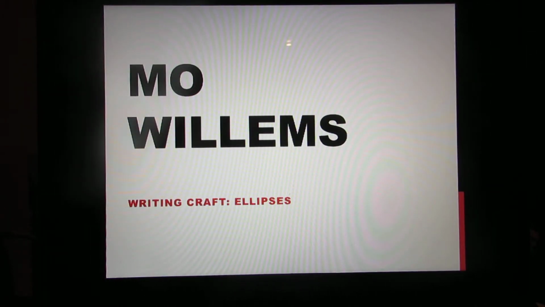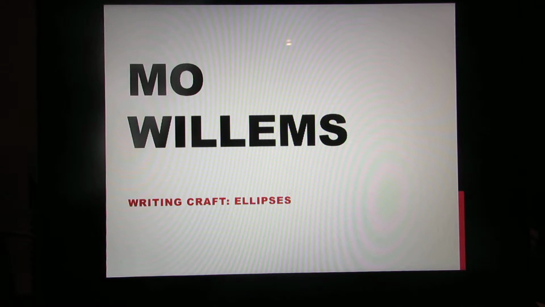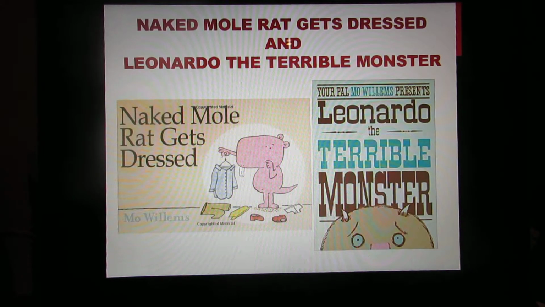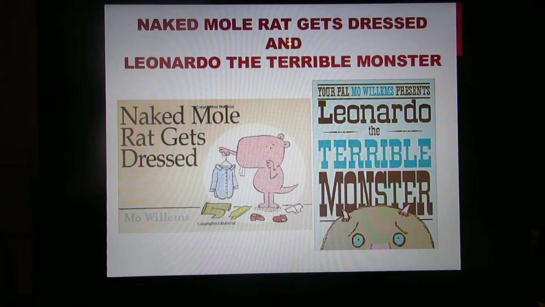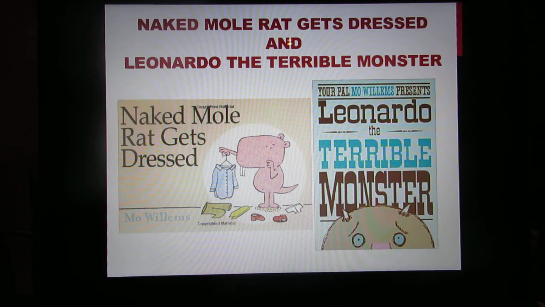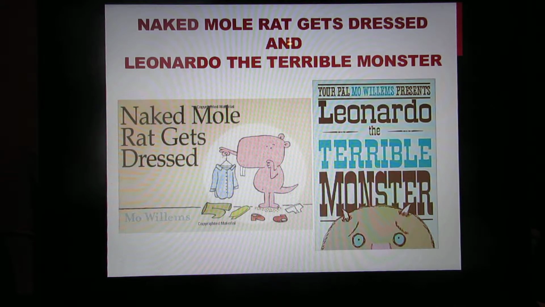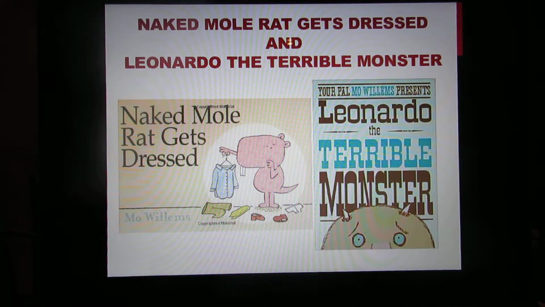Mo Willems and his writing craft of ellipses. Today we are going to take a look at the use of ellipses in Mo Willems' books Naked Mole Rat Gets Dressed and Leonardo the Terrible Monster. These two books are very well written and use the ellipses in the same way. First, let's talk about the books, and then we will talk about their use of ellipses.